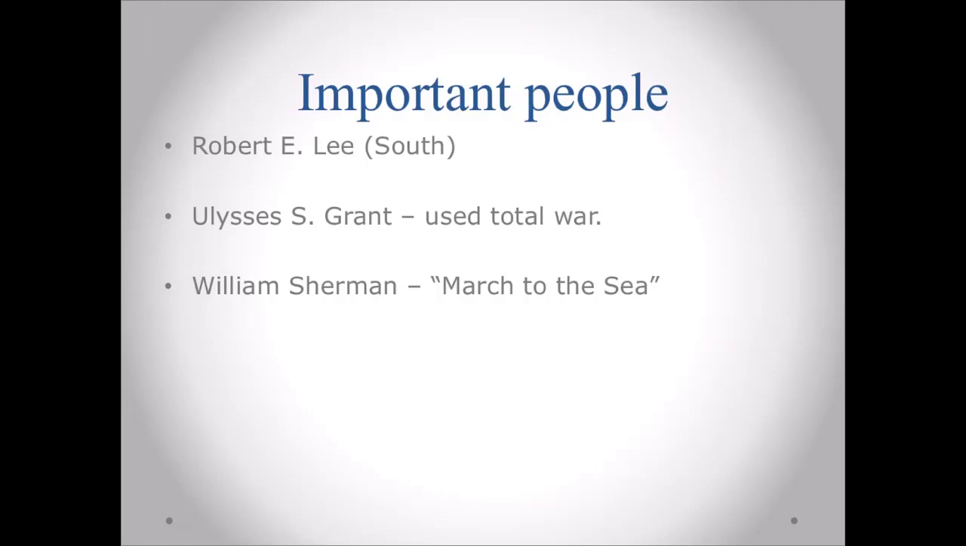Some of the important people you should know are Robert E. Lee, who was a general for the South, and really a brilliant general who has a lot of success up until Gettysburg when he makes a big mistake. Ulysses S. Grant, who used total war, meaning they'll fight and destroy whatever they need to do to win, and they'll fight every day if they need to win. Another is William Sherman. And he's famous for his march to the sea in the South, where he goes through the South and really burns everything down. And that's another example of total war. It's really going to cause the South to lose motivation to fight the war.